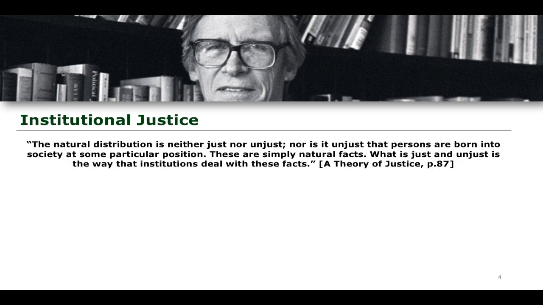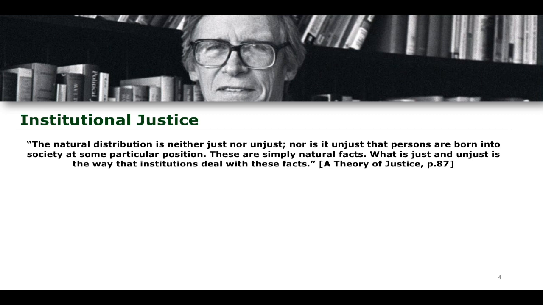He says on page 87 of A Theory of Justice, the natural distribution is neither just nor unjust, nor is it unjust that persons are born into society at some particular position. These are simply natural facts. What is just and unjust is the way that institutions deal with these facts.